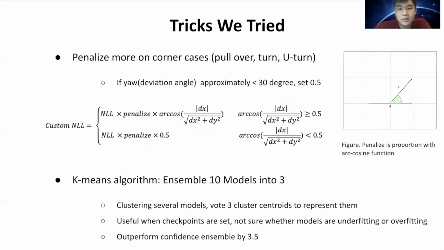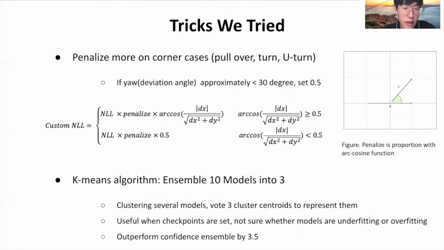Next. Okay, so besides the CNN module, we have tried a lot of tricks. One trick we tried is to penalize more on some corner cases. The corner cases mean some cars may pull over or turn or make a U-turn. So if the deviation angle is getting larger, we want to penalize these circumstances more.